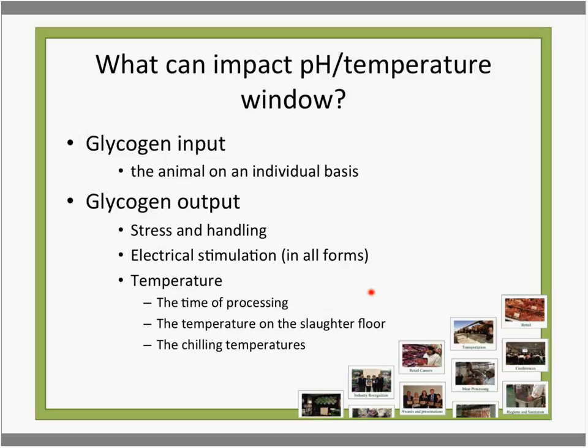The other variables are the glycogen output, so the stress and handling of the animals in the pens and at stunning, electrical stimulation, and then the temperature process as we go through, whether that's the overall time of processing, the temperature of the slaughter floor, or the chilling temperatures that we use.